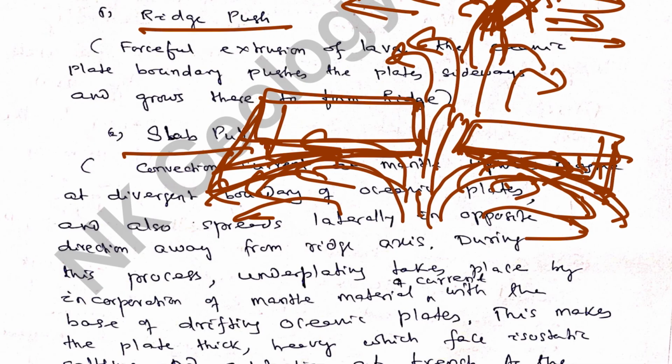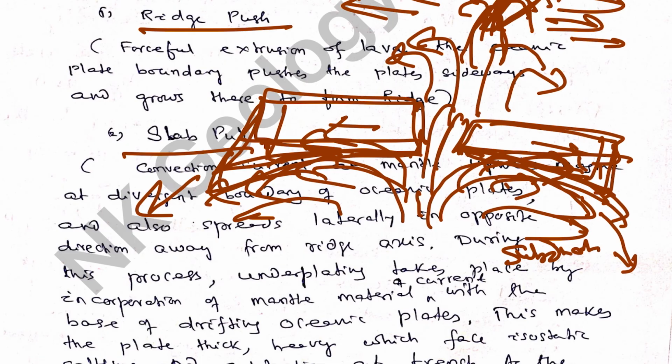So plate will become heavy, dense as we move away from the ridge axis, and because of its thickening, it becomes heavy and it pulls the plate towards the trench where the lithospheric plates, they face subduction, and finally they are found to be absorbed within the mantle, so that the new crust created is found to be balanced by the melting of the old oceanic crust at the convergent boundary. So slab pull will be there, ridge push and slab pull.